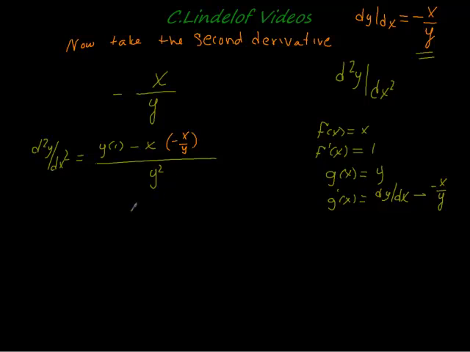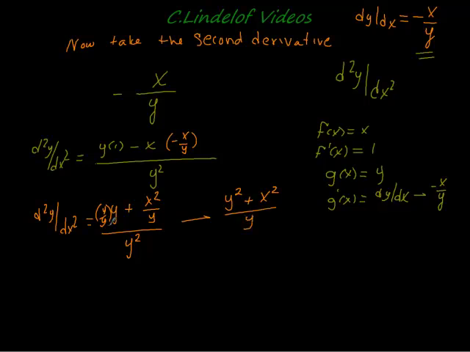This is going to turn into a little bit of algebra. I clean this up, and I get the second derivative is equal to y minus, I'm going to multiply this through, a negative times a negative, so this is positive x times x, which is x squared over y. It was a mess right here. I multiplied this over here by y over y so I could get a common denominator, and I got y squared plus x squared over y.